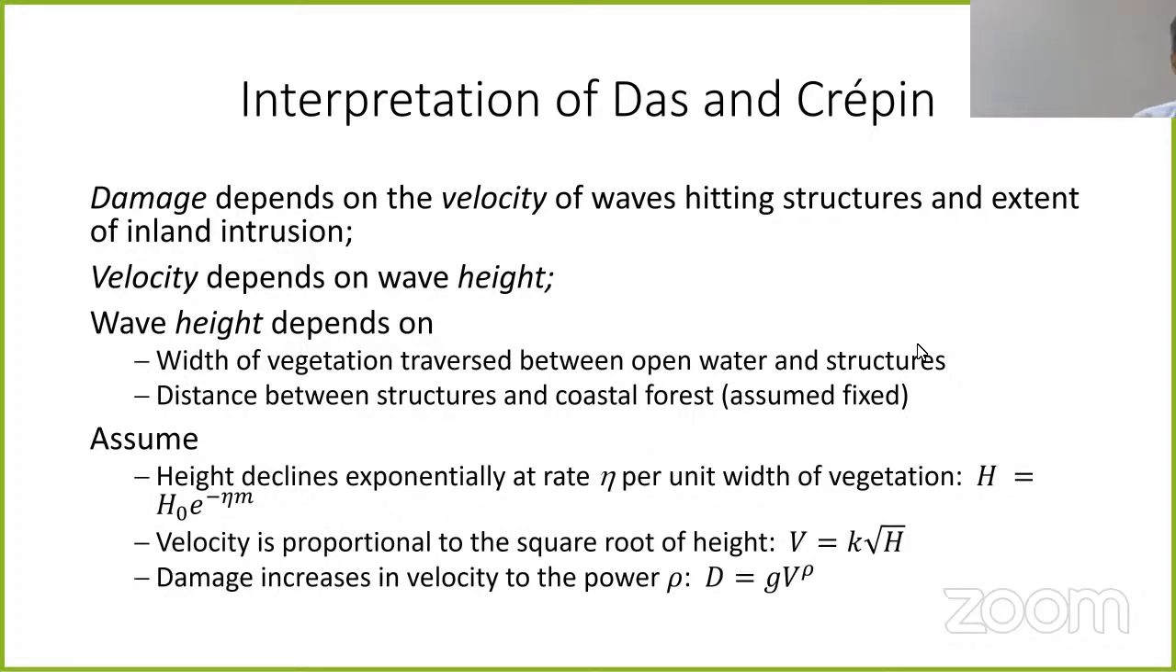And then they fit a function, for which they had extensive data on the amount of damage suffered in tropical cyclones, and said, okay, as a function of the velocity of the incoming waves, we're going to assume a power function, which we can fit the parameter of the power function relating damage to the velocity of the incoming waves, and fit that to data on the intensity of storms.